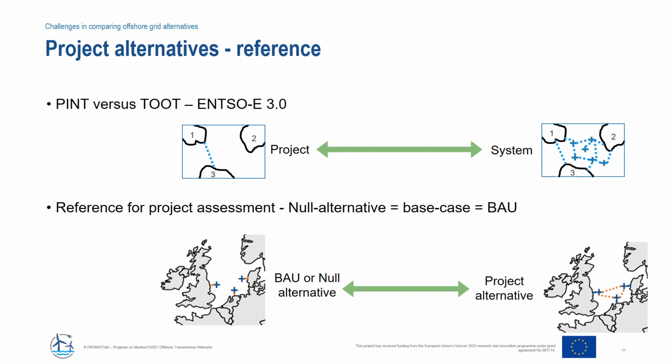Comparison of large systems is not practical via this method. Such a system consists of many projects that are executed over time. Therefore, a base alternative or null alternative needs to be defined to which the others are compared. The promotion reference case or null alternative is a system with only radial connections.